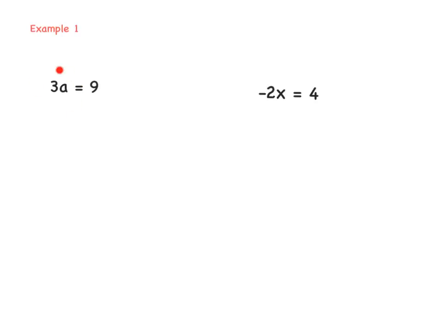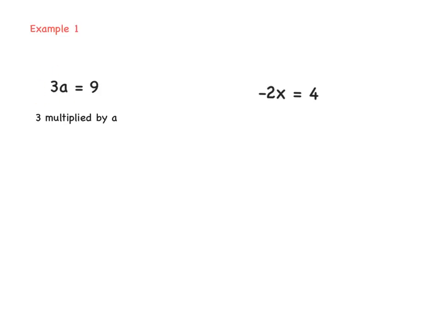3a, what does it mean? 3a means 3 multiplied by a. Now we need to get rid of 3. What do we need to do? We need to find the inverse operation to multiplication. So we have 3a, we just need a. How to do it? The inverse operation to multiplication is division. So we need to simply divide by 3, the same number that is beside a.